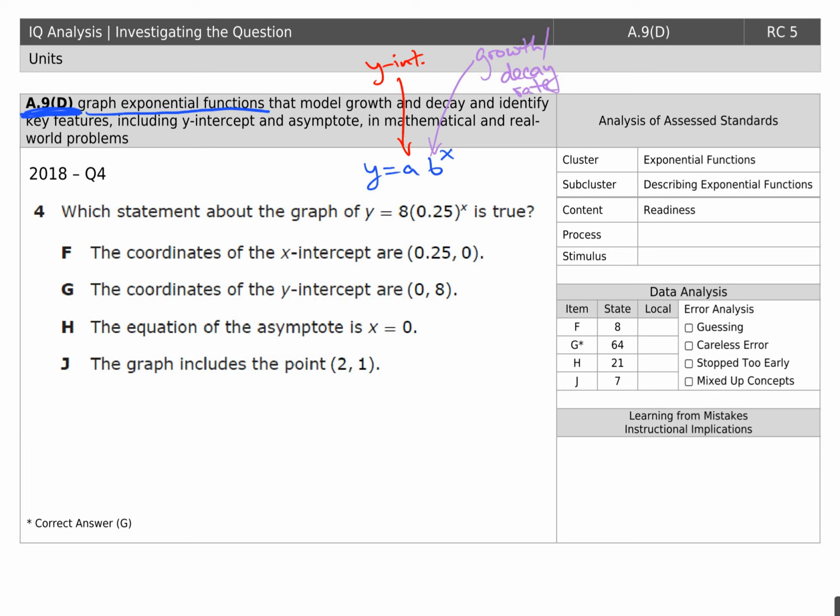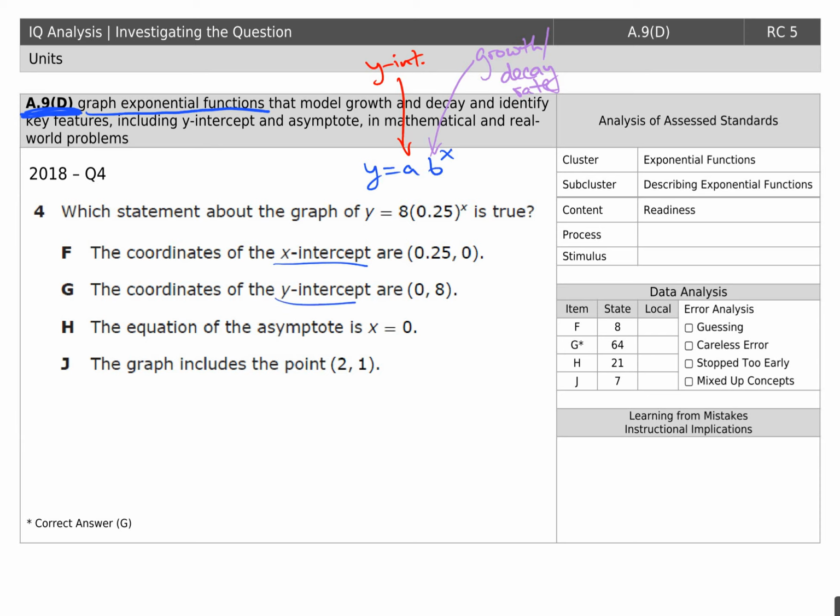Alright, so let's take a look at this one. Which statement is true about this graph? Well, one, we could graph that easily on the calculator, and we will in a moment. But let's read through our answer choices, see if there's anything we can eliminate. The coordinates of the x-intercept, well, we know exponential functions won't have an x-intercept. That's where the asymptote is, but we'll leave that aside for now.